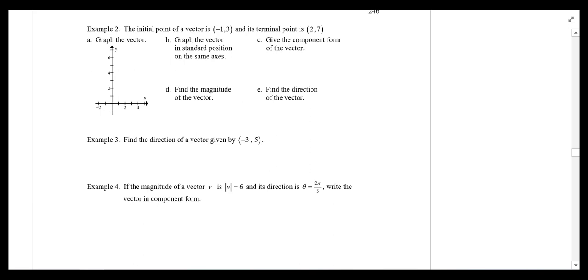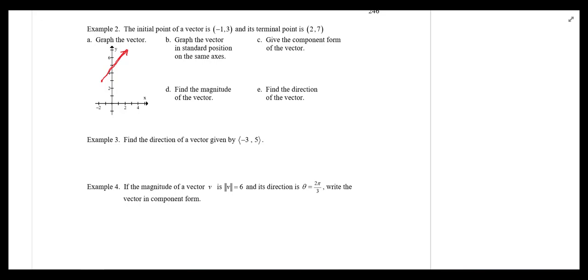So I've got an initial point of a vector. It's negative 1 comma 3. I'm just going to plot that right now. Negative 1, 3. And then its terminal point is 2, 7. So 2, 7. And I'm going to connect them together and actually draw the arrow so we know the direction. It's going this way, starting to the end. So I've graphed its vector. Okay, I've done that. And then it says graph the vector in standard position.